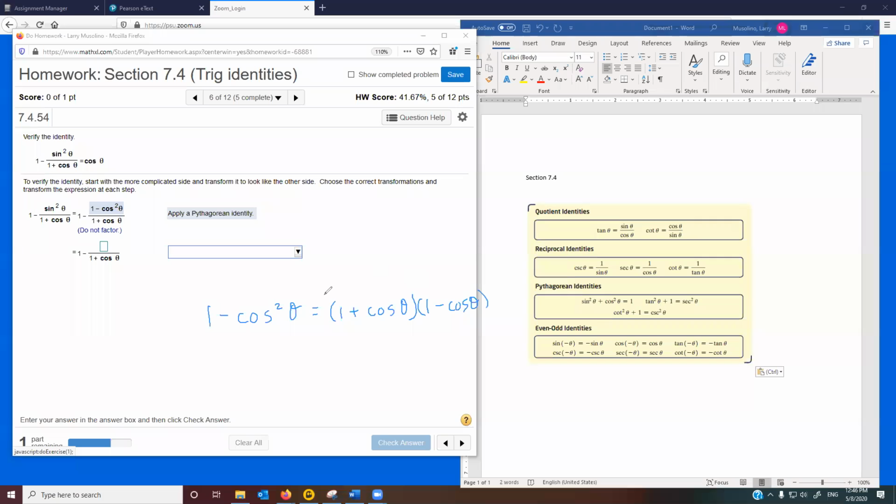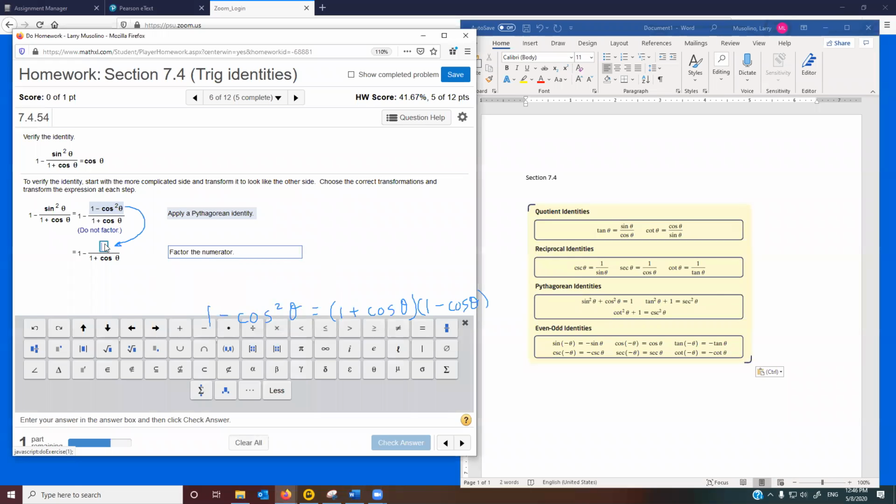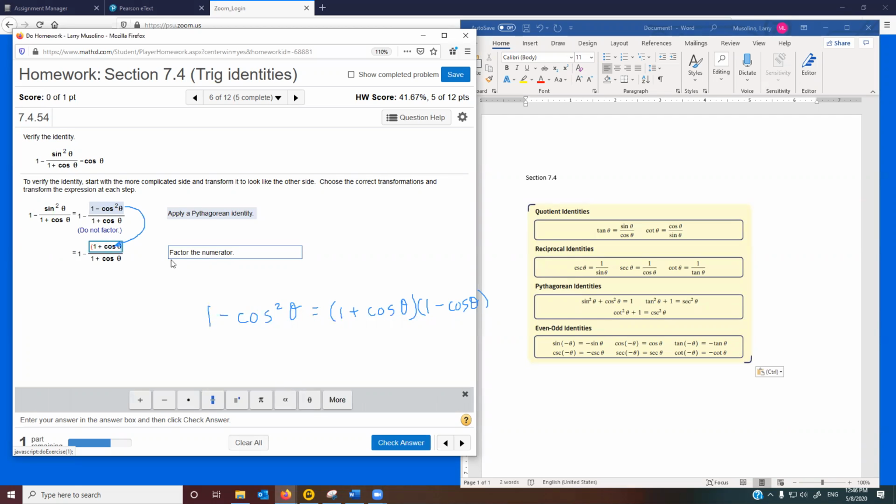So that's what I'm going to do. In this answer box, I'm going to replace this 1 minus cosine squared with this factored version of the difference of two squares. And then I know I'll be choosing factor the numerator because that's what we're going to do. So let me do this as the difference of two squares. So it's 1 plus cosine theta and 1 minus cosine theta.